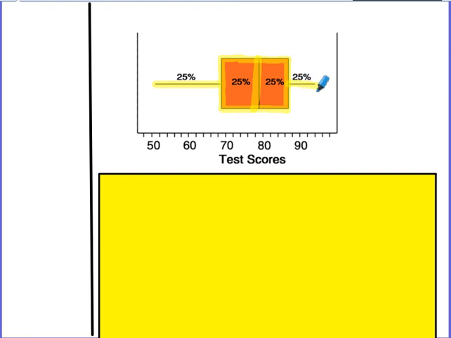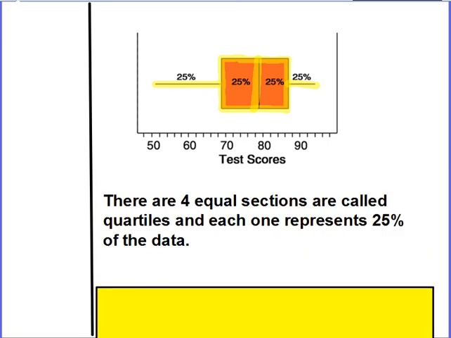What I want you to notice is, just like that sub sandwich example, each section of this box and whisker plot represents 25% or 1/4 of the data. Okay, now these sections have a specific name. They are called quartiles. Make sure you write this down. There are 4 equal sections and they are called quartiles. Each one represents 25% of the data. Okay, again, like I said, I'm going to go fast through these definitions, so pause this.